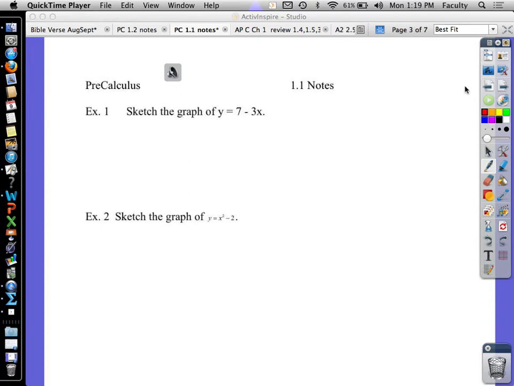Okay, here we go. All right, in example 1, it says sketch the graph of y equals 7 minus 3x. So Ben, when you see y equals 7 minus 3x, what figure do you see in your mind?